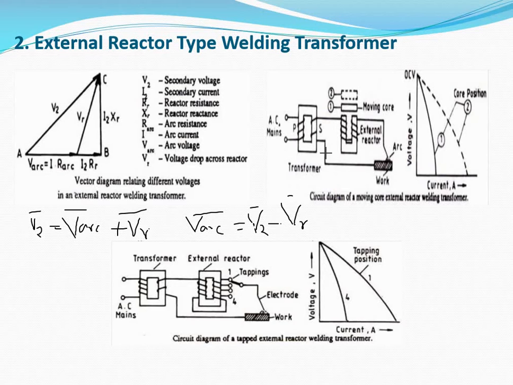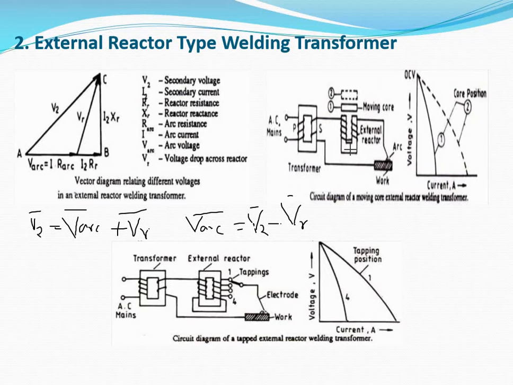Control of welding current can be achieved by two methods. The first method is by varying the reluctance of the reactor, that is by moving the core of the reactor, or by varying the number of turns of the winding brought in circuit, and that is nothing but the tapped reactor. So control of welding current can be achieved by two methods: one is by moving core reactor, or by using tapped reactor.